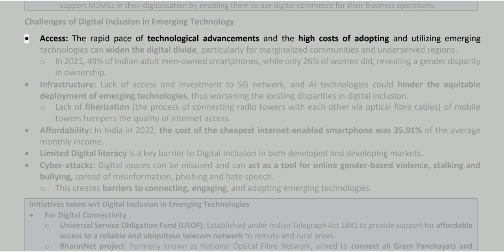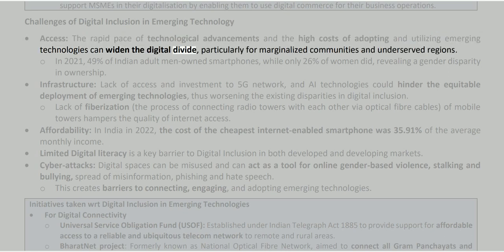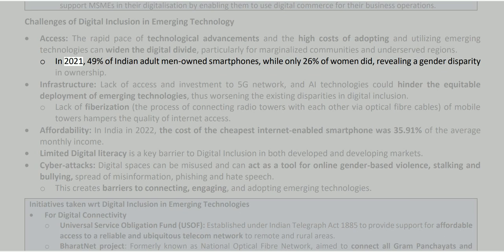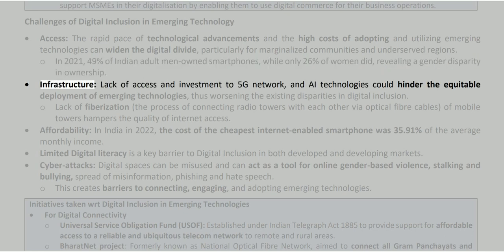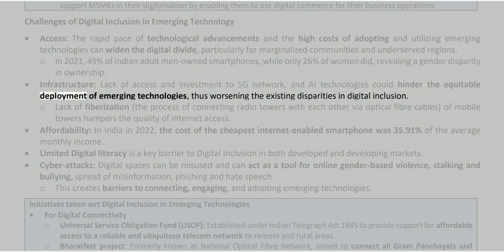Access. The rapid pace of technological advancements and the high costs of adopting and utilizing emerging technologies can widen the digital divide, particularly for marginalized communities and underserved regions. In 2021, 49% of Indian adult men owned smartphones, while only 26% of women did, revealing a gender disparity in ownership. Infrastructure. Lack of access and investment to 5G network and AI technologies could hinder the equitable deployment of emerging technologies, thus worsening the existing disparities in digital inclusion.